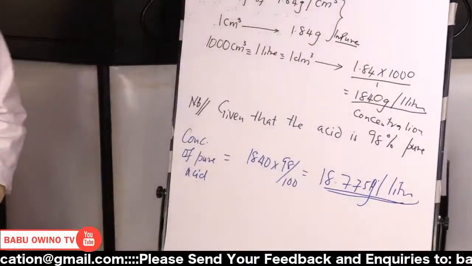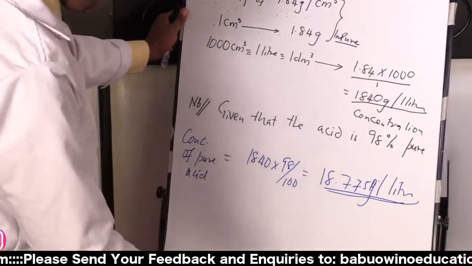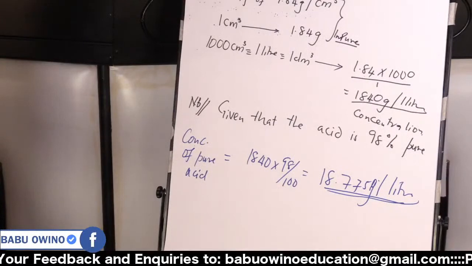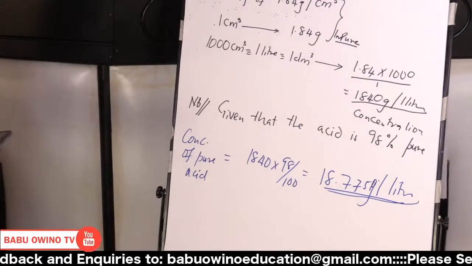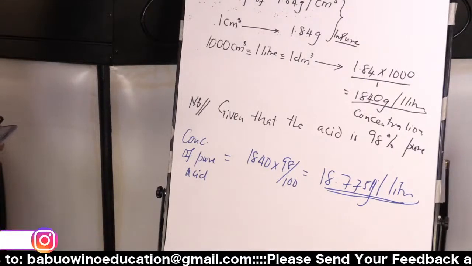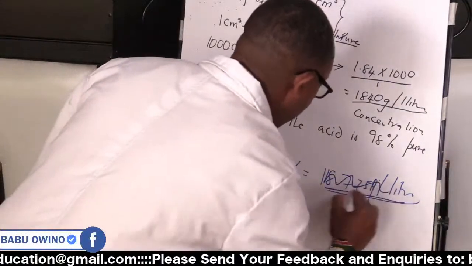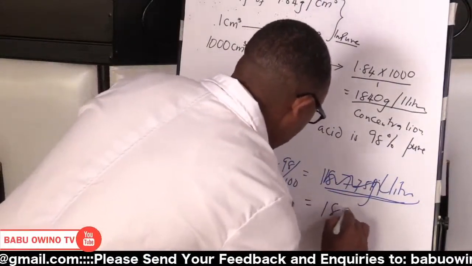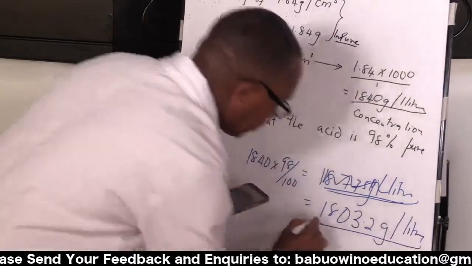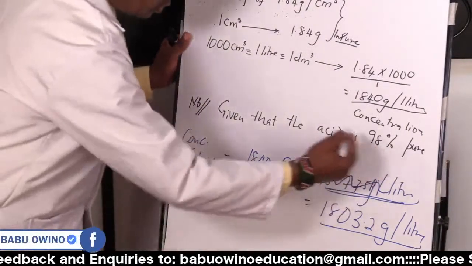Sorry. This is 1840 times 98 divided by 100. Sorry, this is not the answer. It is 1803.2 grams per liter. That is the concentration of that acid.